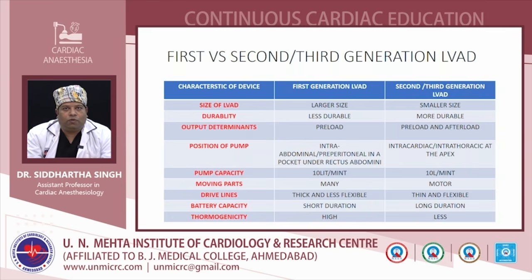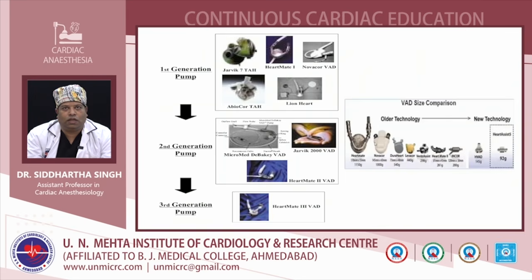Moving parts: there are many moving parts in the first generation, but in the second generation it is the motor only. Drive lines are thick and less flexible in the first generation, but thin and flexible in the second and third generations. Battery capacity is short for the first generation, but long for the second and third generations. Thermogenicity, that is production of heat, is very high in the first generation, which causes hemolysis and bleeding tendency. But in the second and third generations, because these devices are mostly magnetically levitated, the frictional increase in temperature is very small.